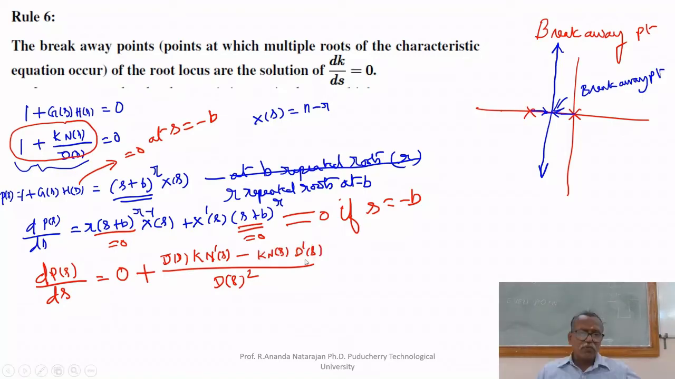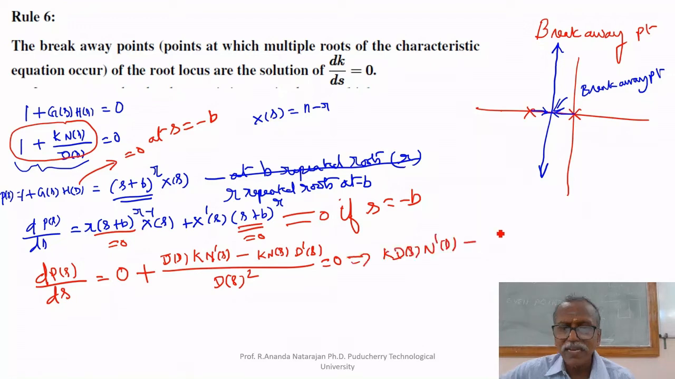Or I can say that d of s, k d of s n dash of s minus k n of s d dash of s. k can be taken outside: d of s n dash of s minus n of s d dash of s equal to 0.